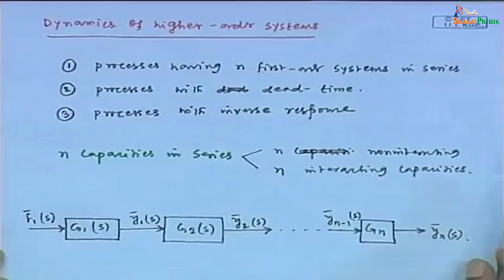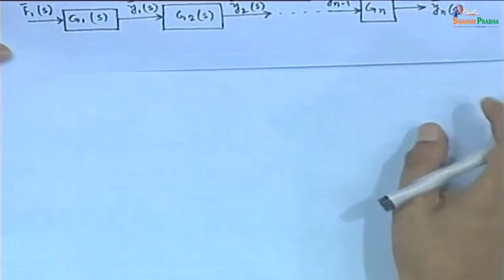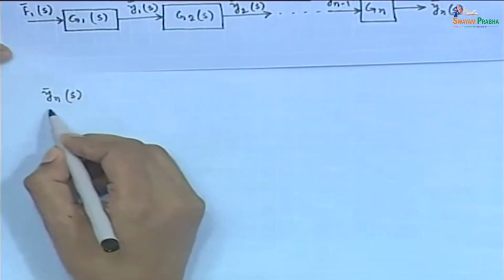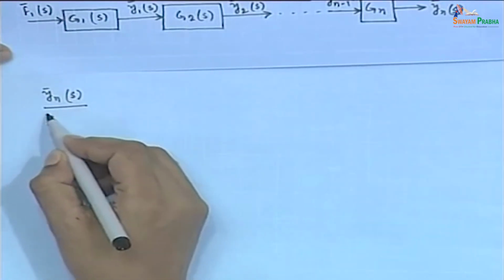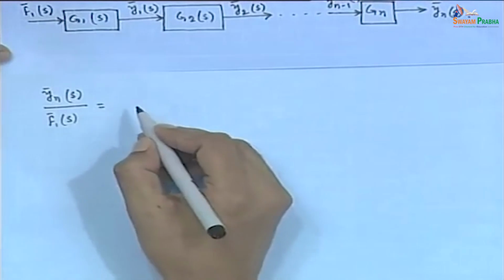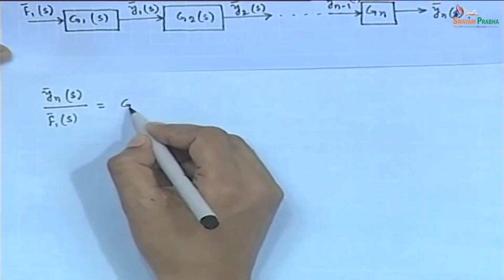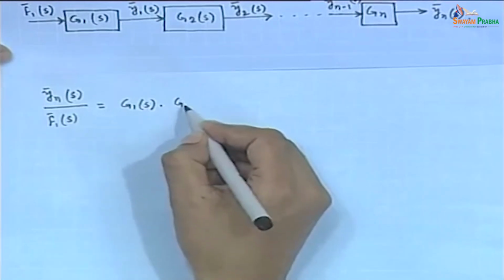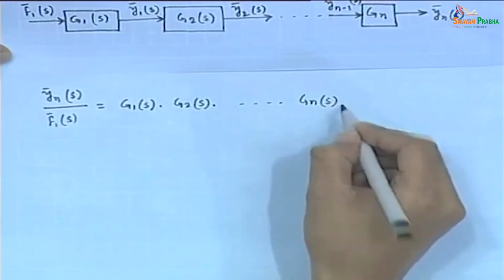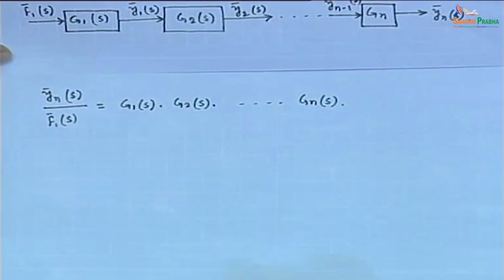So, what will be the overall transfer function? Overall transfer function of this n non-interacting capacities is represented by Yn bar(s) divided by F1 bar(s), which is equal to G1(s) multiplied by G2(s), like this, up to Gn(s). Multiplication of transfer functions from G1 to Gn.